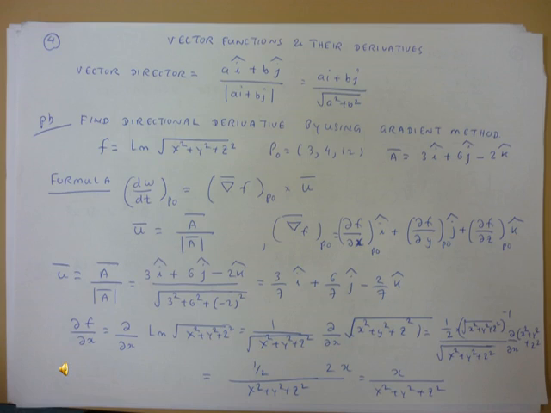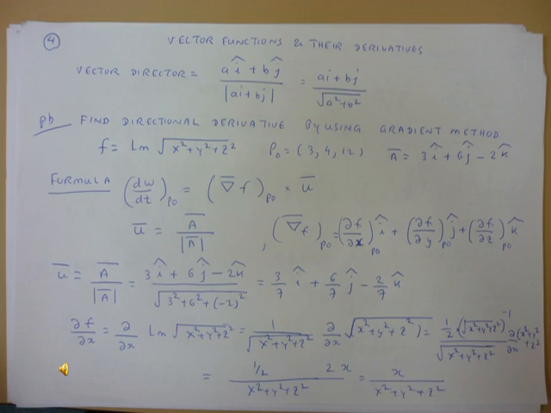So that is 3/7 i plus 6/7 j minus 2/7 k. And then we calculate the f and the a's. So f is ln of the square root of a squared plus y squared plus z squared. So the partial derivative with respect to a is the derivative of ln of the square root of a squared plus y squared plus z squared. So what you get is 1 over the square root of a squared plus y squared plus z squared, times the derivative of the square root of a squared plus y squared plus z squared.